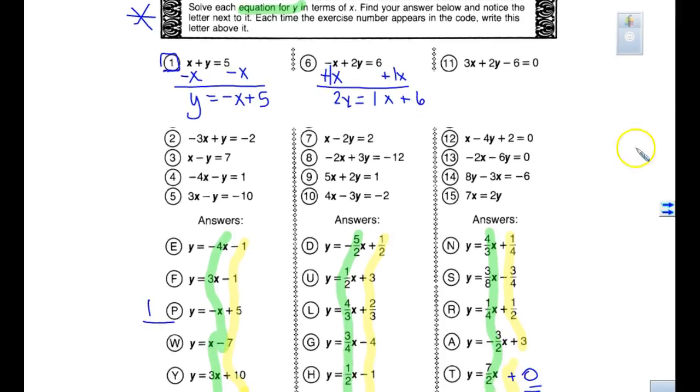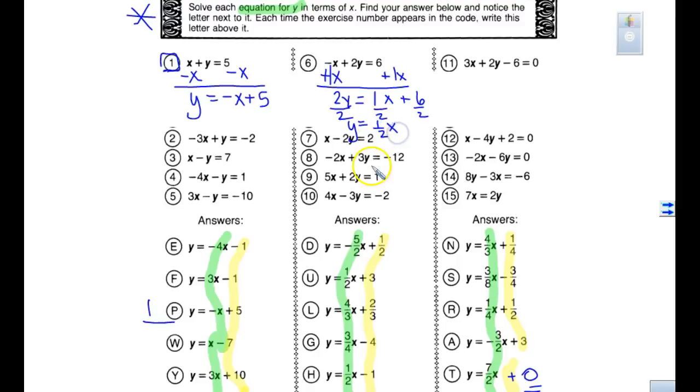Ellie, I need to get y by itself, and it's 2 times it. What do I need to do? Divide by 2. Divide every single thing by 2. And as I do that, I am left with y equals, I'm not changing this to a decimal, I'm leaving it as 1/2 x, right?